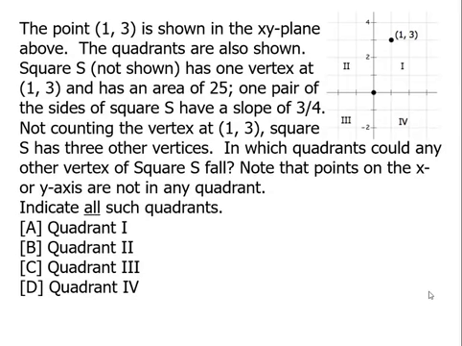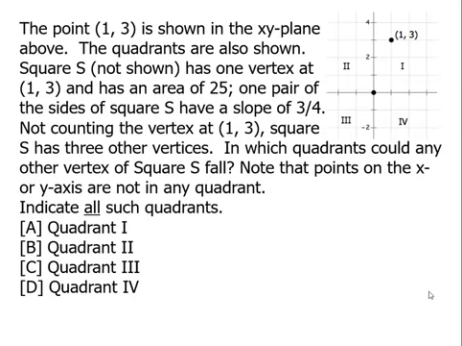One pair of the sides of the square have slope 3/4. Not counting the vertex 1, comma 3, square S has 3 other vertices. In which quadrants could any of the other vertices of square S fall? Notice that points on the x and y axes are not in any one quadrant. So indicate all such quadrants. So this is a hard out-of-the-box question.